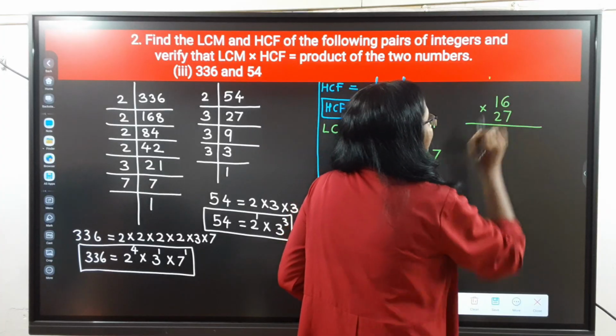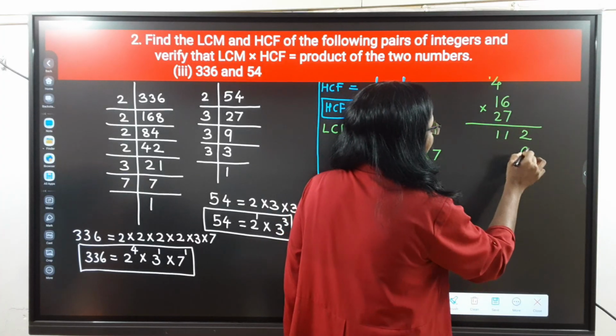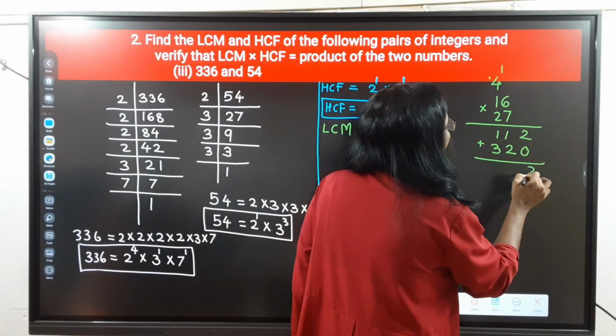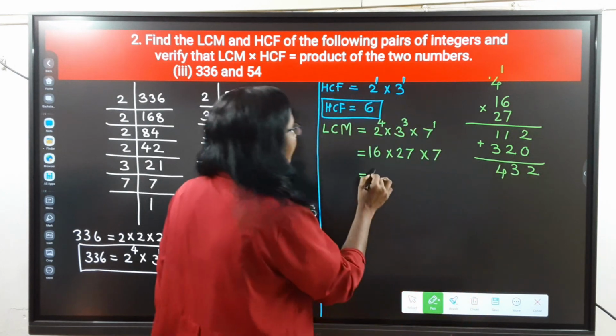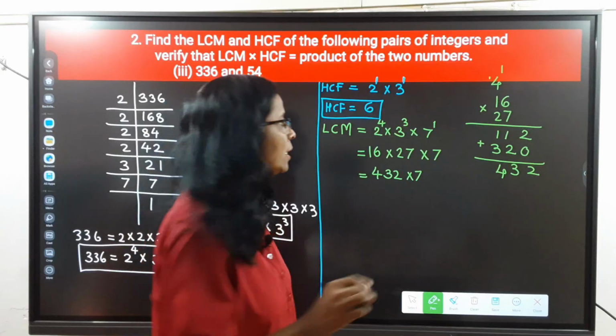So here 7 6 are 42. Then 7 7 and here 11. So here 0, then 12, here 1, 2 and then 3. Okay. So now here 2, 3. So 432 multiplied by 7. Okay students, 432 multiplied by 7.